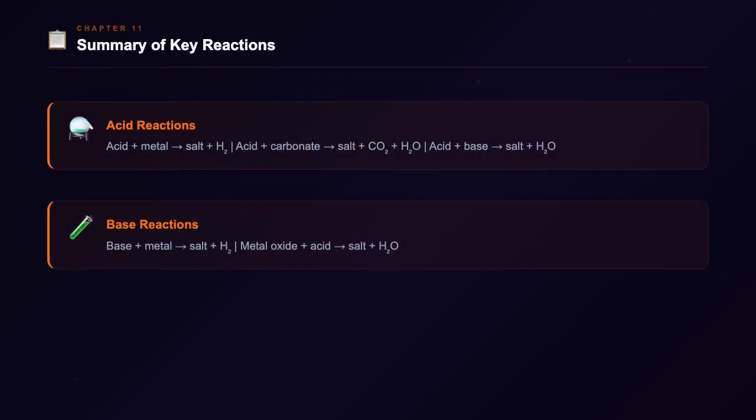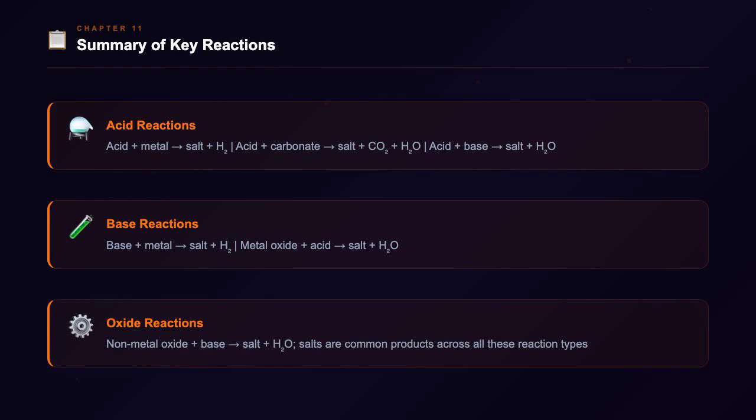Acid and metal reactions produce a salt and hydrogen gas. Base and metal reactions also produce a salt and hydrogen gas. Acid and carbonate reactions result in a salt, carbon dioxide, and water. Acid and base reactions produce a salt and water. Metal oxide and acid reactions yield a salt and water. Non-metal oxide and base reactions produce a salt and water. In these reactions, two substances combine to form specific products. Salts are common products in most of these reactions.